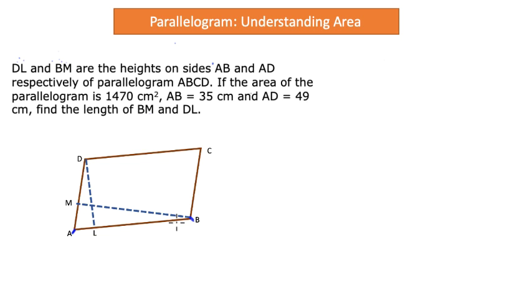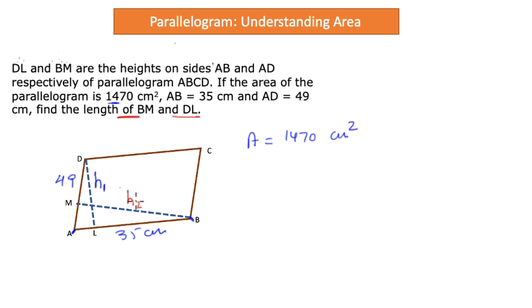If the area of this parallelogram is already given, the area is 1470 centimeter square. Dimension AB is 35 centimeter. Dimension AD is 49 centimeter. Find the length of BM and DL. So let's say if this is my height H1 and this is H2, we are supposed to find these two heights. So we identified what we need to find.